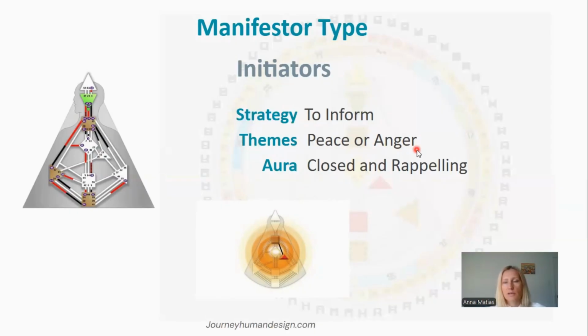So anger rises in manifestors every time they feel that somebody wants to control them. They cannot stand control, and they're looking for peace. They want to be left alone. They want to be able to freely do what they want. And their strategy is to inform others before they act. They do not need to ask permission, but they need to inform, let others know what they're about to do.